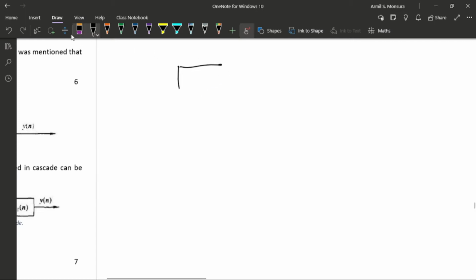But one question is, why do we interconnect systems? One purpose of interconnecting systems is to come up with a more complex system. The whole signal processing system might perform many complicated operations on our input sequence.